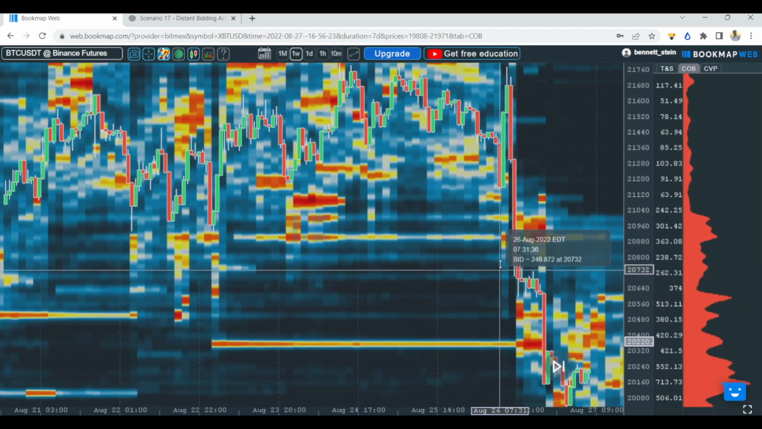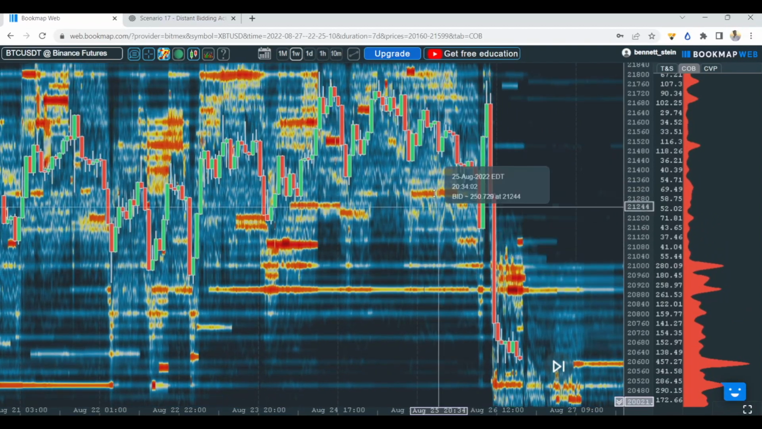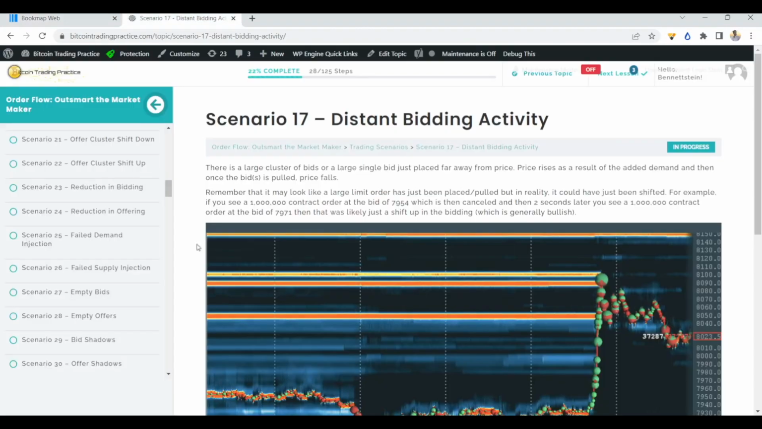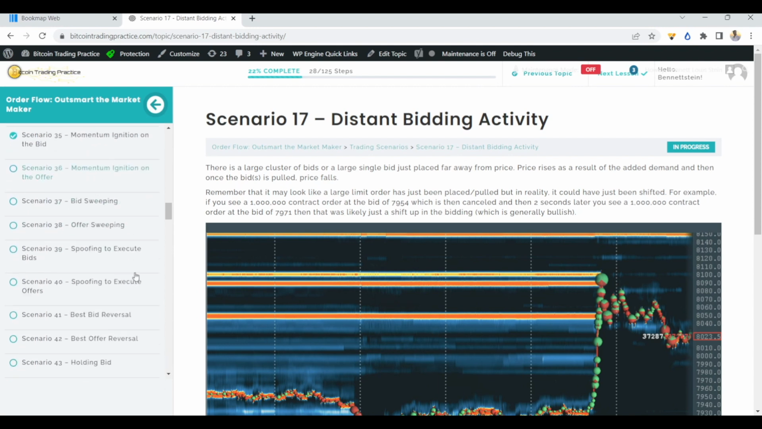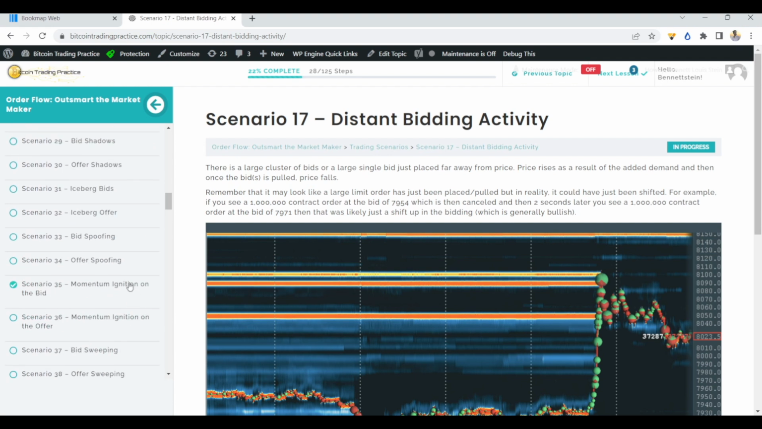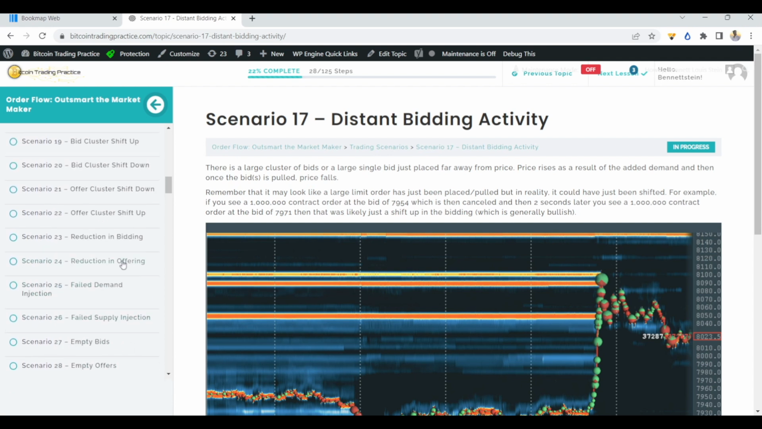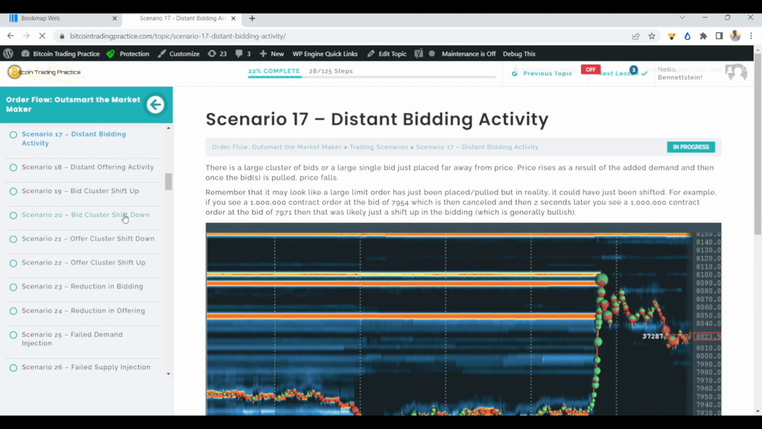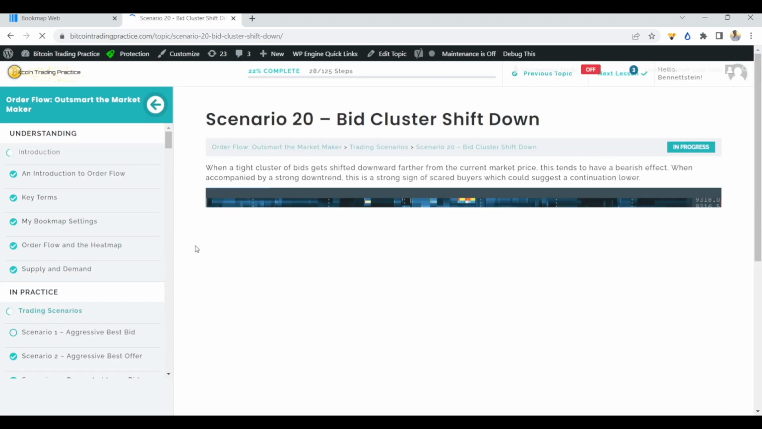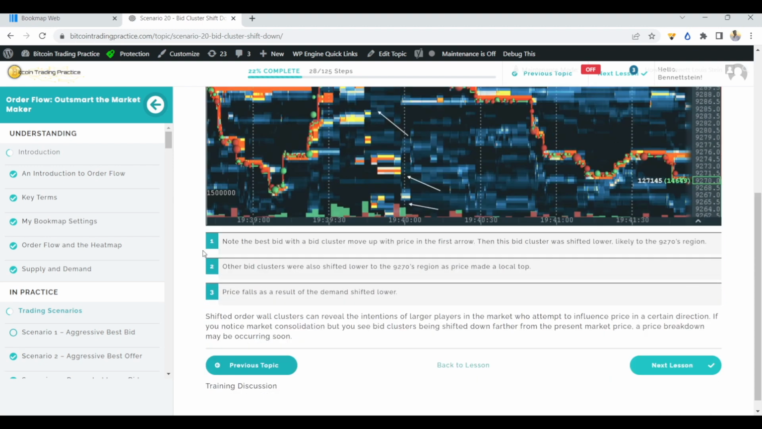So this is another example. Oh, this is a really good order flow example right here. Right there. That's really, really, really good. So let me show you guys where that is. Those are basically scared bids. So what's happening there are bid shadows. That's what some people call them. But also bid cluster shift down. Yeah, this is what I want to show. So in my course, what we can see, yep.